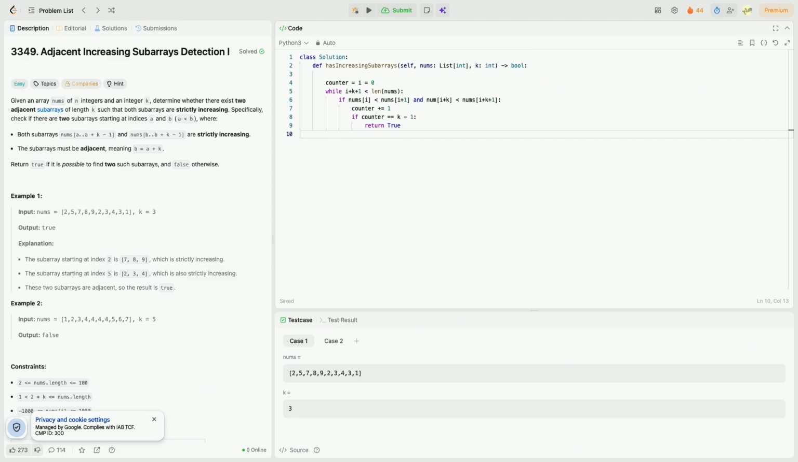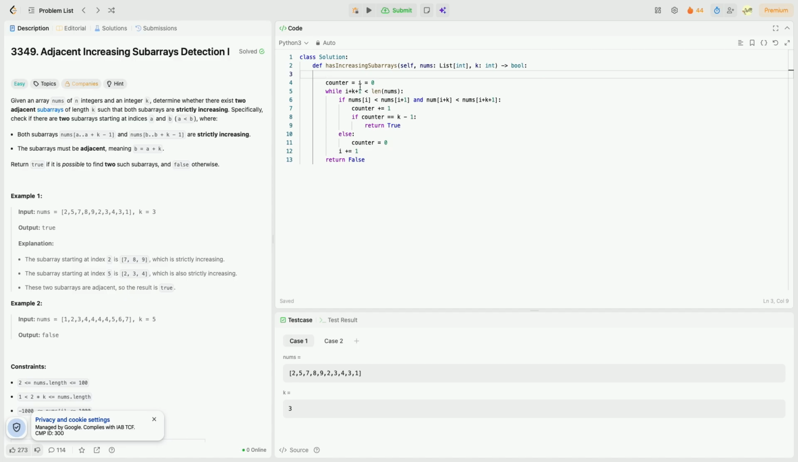Now, if this condition doesn't hold, that means the subarray that we were in isn't continuing to be increasing, so we have to reset our counter to 0. Then we can increment our variable i. We could also write this as a for loop, for i in range of length of nums minus whatever, but let's keep it this way. And otherwise, if we never find a subarray of the required length, we just return false.